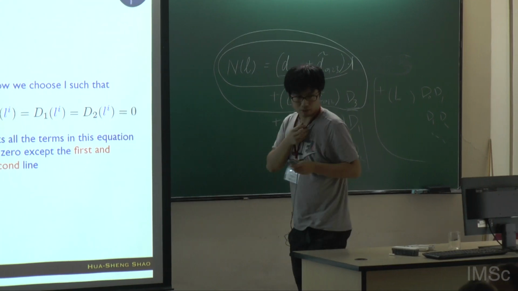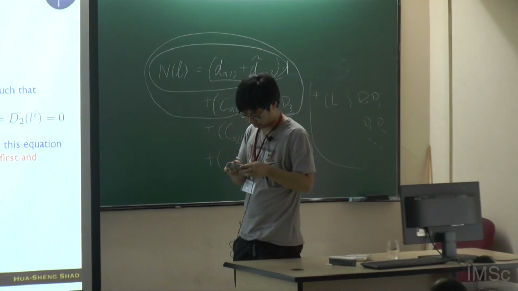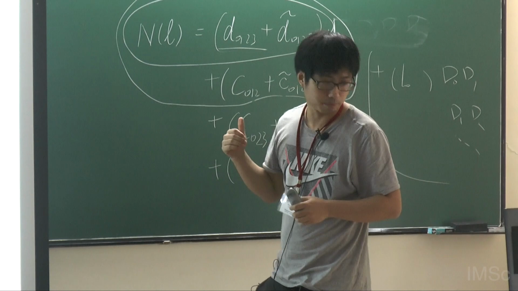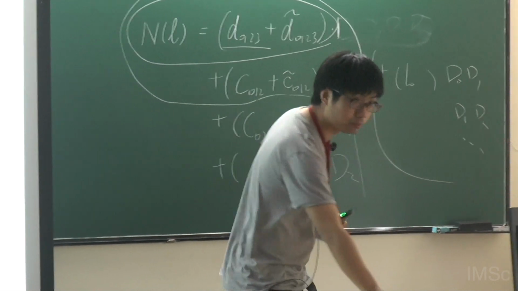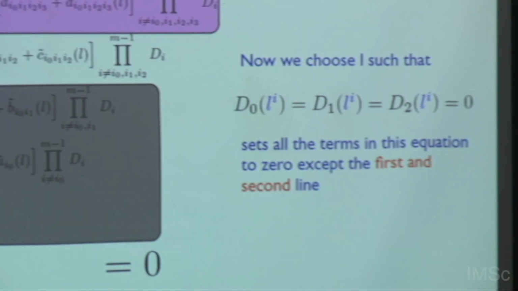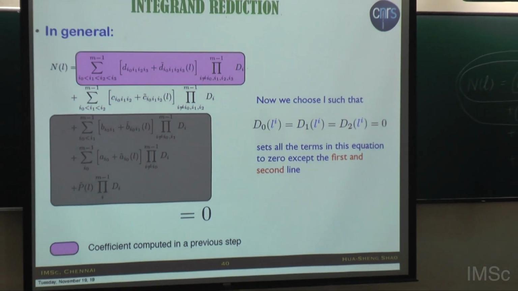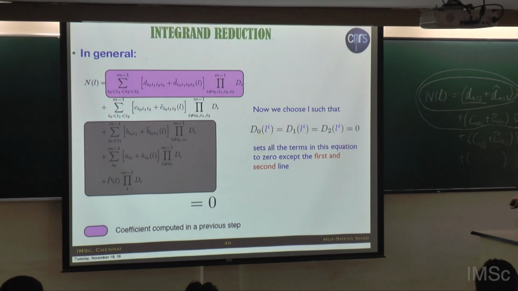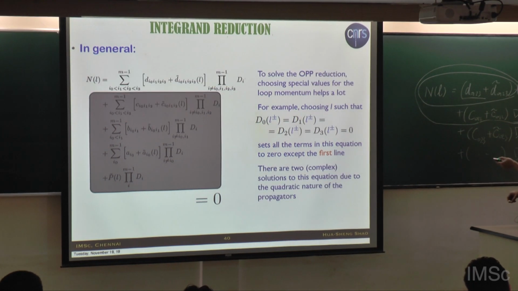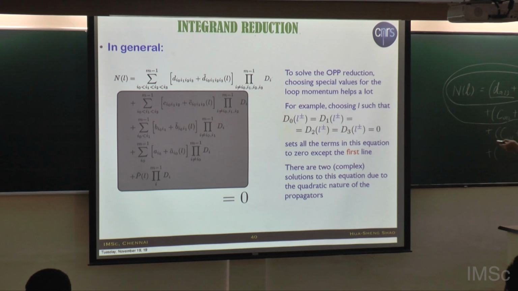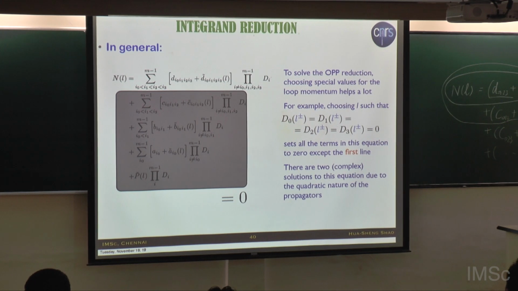Okay, so I will continue with next to leading order. I had a conversation with some of you after the class, and I think what I said was too fast and not very clear. So how do we do this? How do we do the integrand reduction to get the coefficients d and d tilde, or c and c tilde?